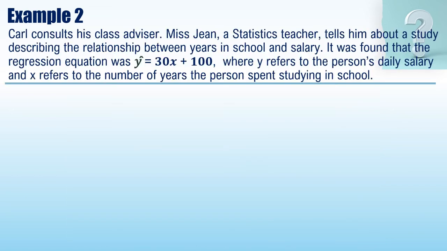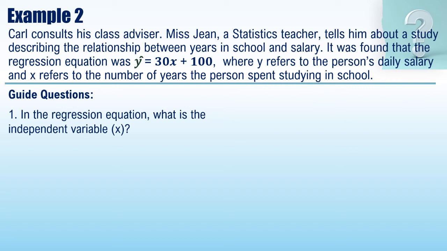Carl consults his class advisor. Miss Jean, a statistics teacher, tells him about a study describing the relationship between years in school and salary. It was found that the regression equation was y hat equals 30x plus 100, where y refers to the person's daily salary and x refers to the number of years the person spent studying in school. Now, to help Carl in this situation, we are given these guide questions.